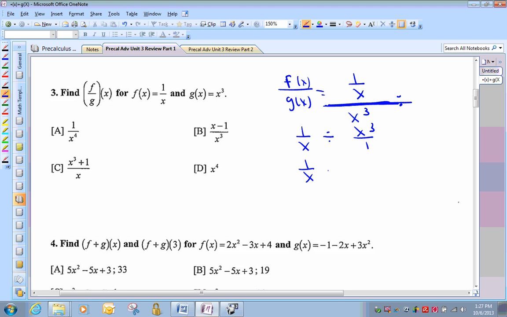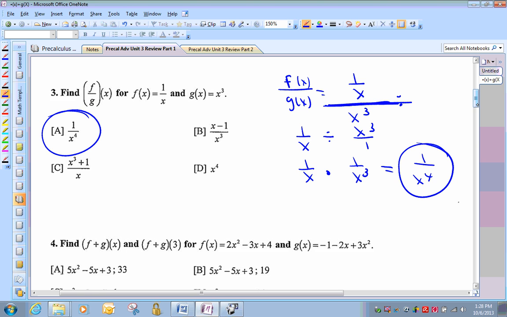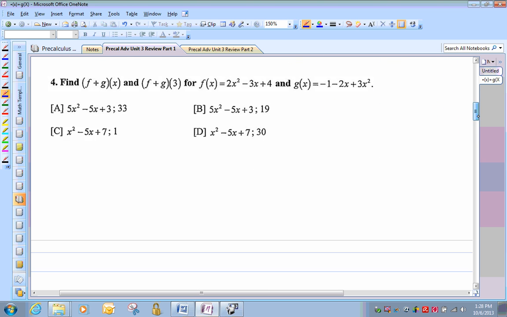So we would have 1 over x times 1 over x cubed. You'd multiply straight across. 1 times 1 is 1, x times x cubed. Add the exponents, keep the base, x to the 4th, and that would be your final answer, which would be this one right here. All right, moving along. You can stop and pause if you need to.